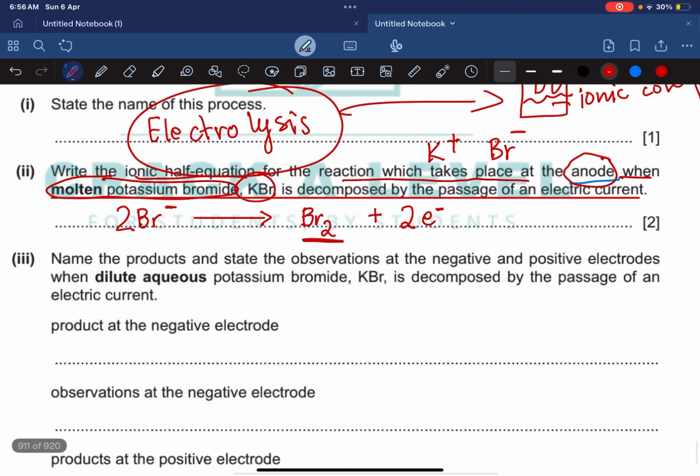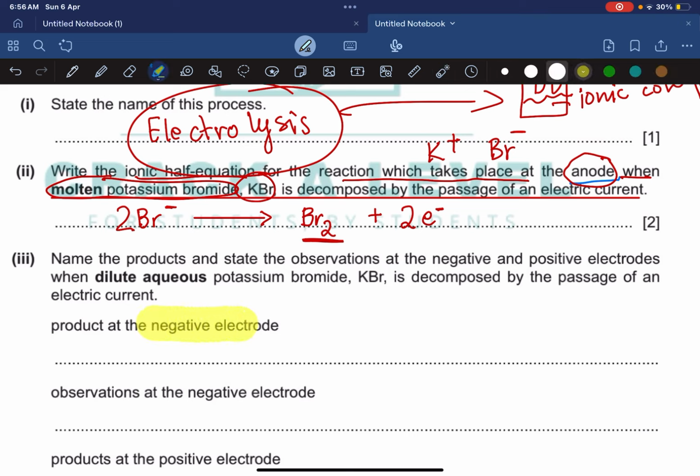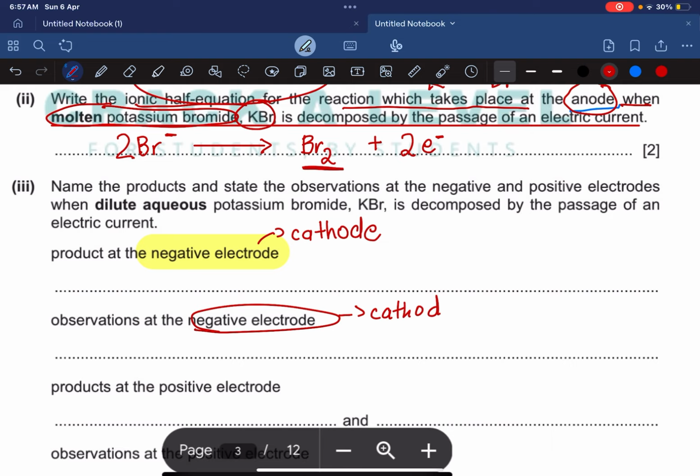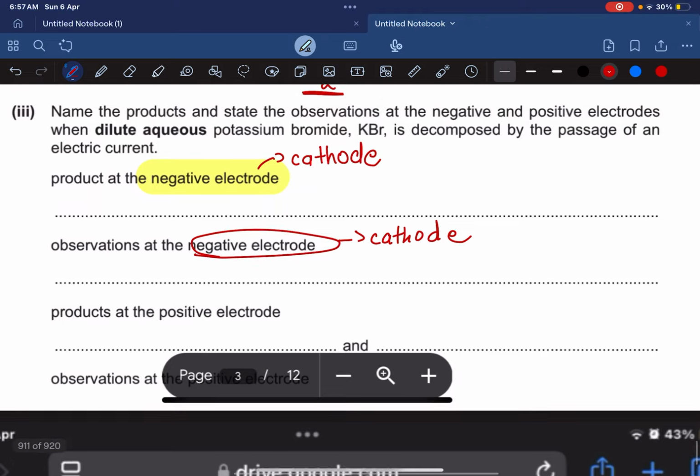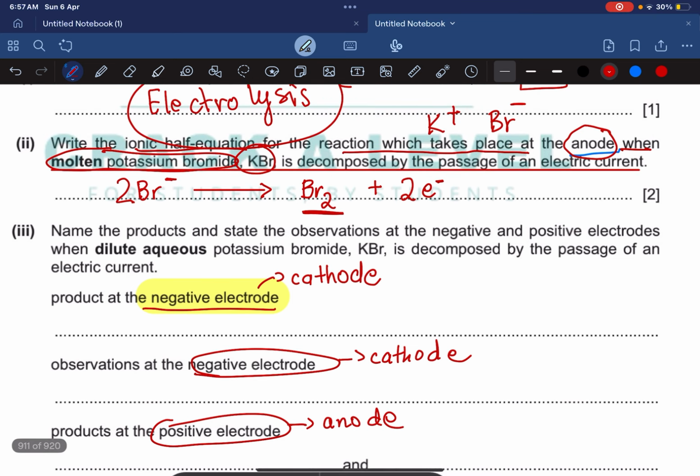Name the products and state the observations at the negative and positive electrodes when dilute aqueous potassium bromide, KBr, is decomposed by the passage of an electric current. Product at the negative electrode. The thing to know over here is that the negative electrode is your cathode. So just label it so that it's easy. This is your cathode. This way, because negative and positive confuses, cathode and anode are not confusing, and the positive electrode is basically your anode. Now what they're asking is the product at the cathode.